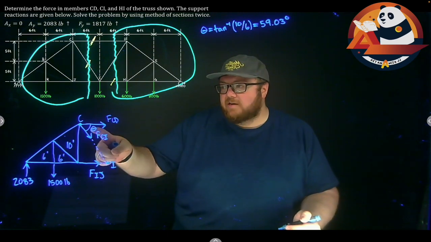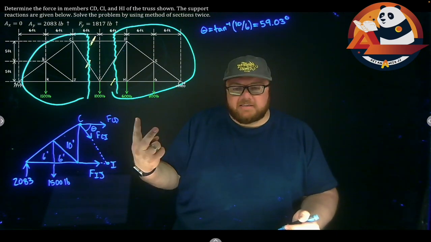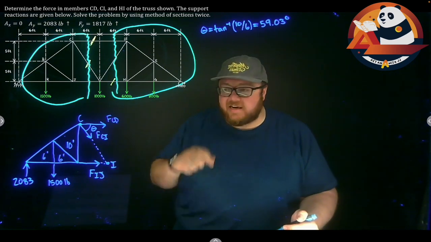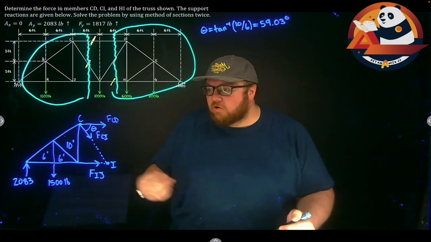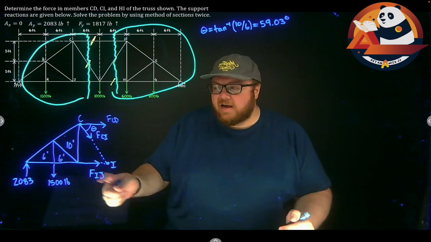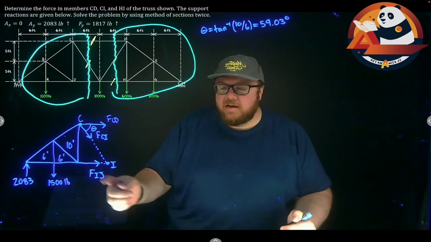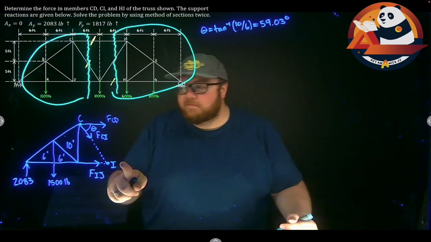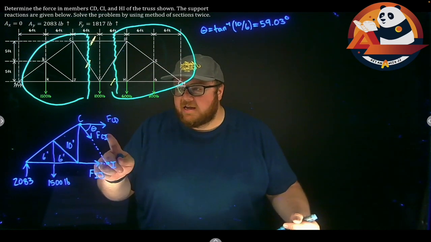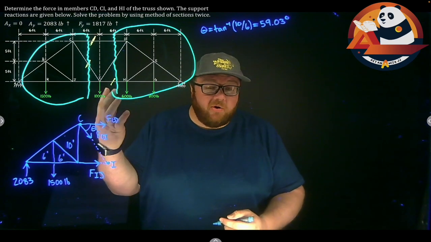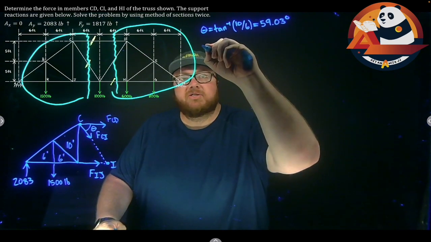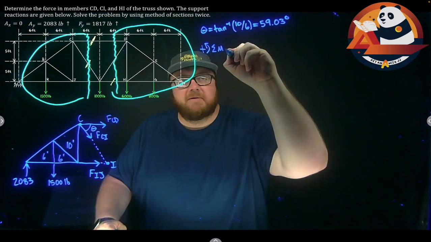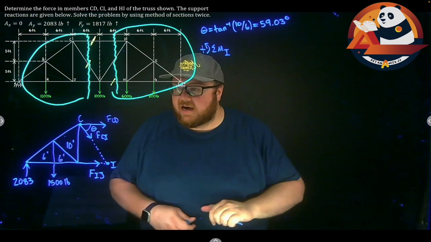I have 3 unknowns in the x, just 1 in the y. I could sum force in the y and get FCI here. Or I could come in and do moments somewhere. I don't have to find Fij, so let's just not do it. Why don't I sum moments here at I to start out? That would eliminate Fij and FCI. I get FCD as my only unknown. I could find it.